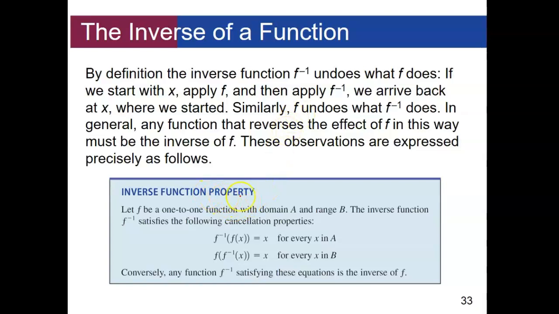Okay, we have what's called the inverse function property. It says, let f be a one-to-one function with domain A and range B, then the inverse function satisfies the following cancellation properties. And that is that if we compose f inverse of f of x, then we get x, because remember, they undo each other. So because they undo each other, we end up with what we started with, which was x. So in either order, whether it's f inverse of f or f of f inverse, if you compose the two together and they are inverses of each other, then that's going to simplify to give us x.